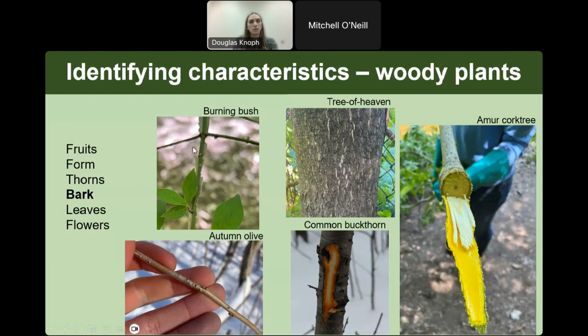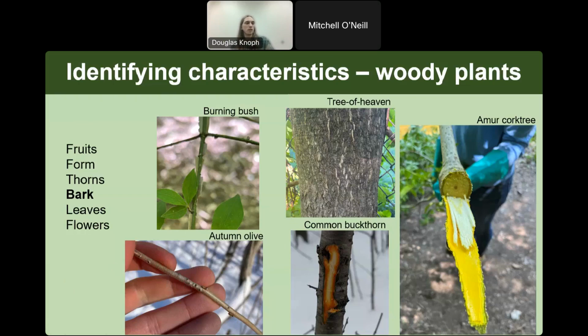So over on the top left here, burning bush, also known as winged euonymus, will have these sort of corky wings that protrude off of the bark that will kind of break if you try to pry on them with your fingers. Things like autumn olive will have a distinct bark texture on new growth. So this is like a first year twig, and it'll have kind of a silvery color to it and covered in orange speckles. That's a good distinct characteristic for this species.